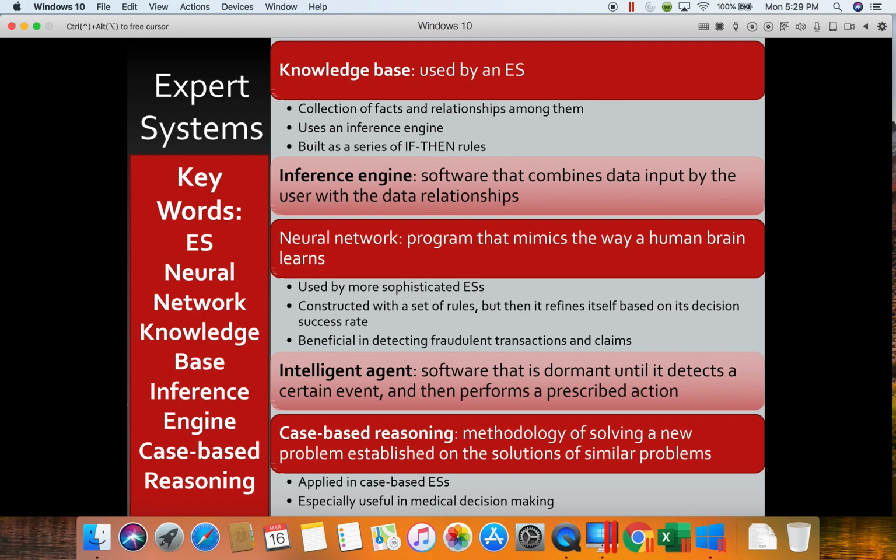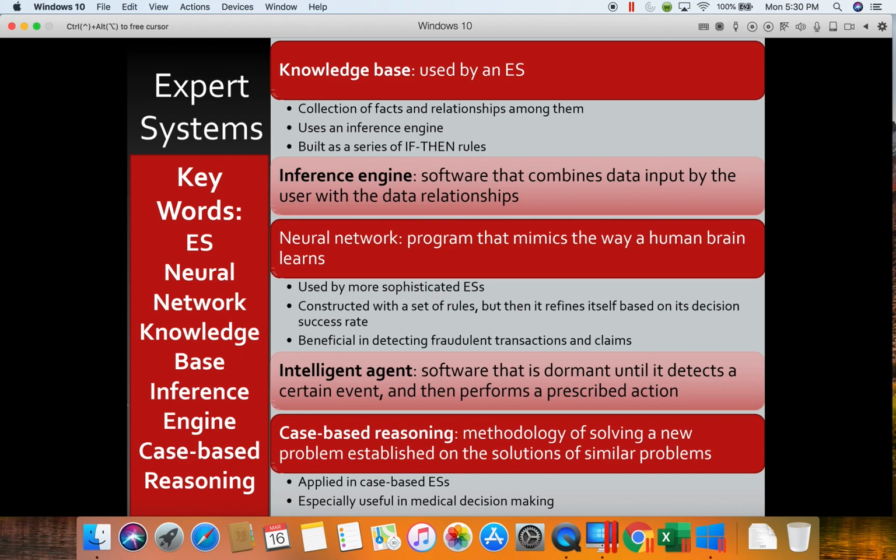Neural networks are also used in some. Neural networks are computer programs that emulate the way the human brain works and learns, and they can learn from new situations and formulate new rules in the knowledge base to address events that were not originally considered in their development. So they are more sophisticated than a simple if-then set of data in the knowledge base.